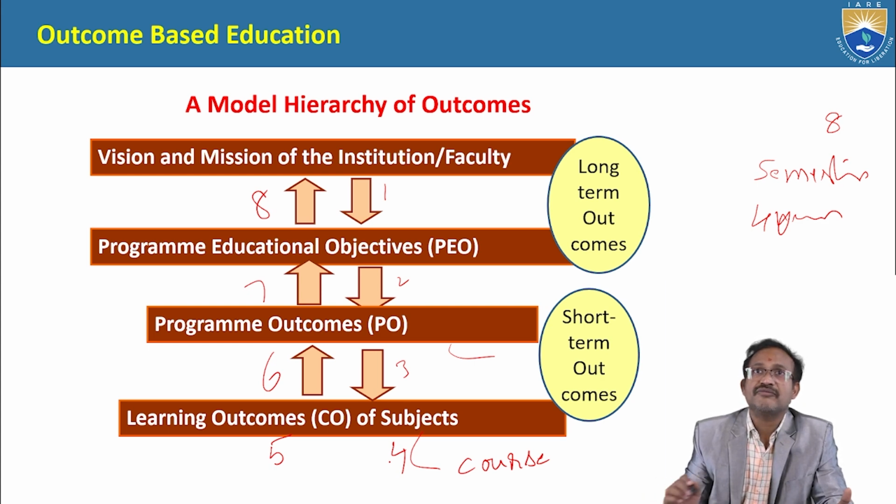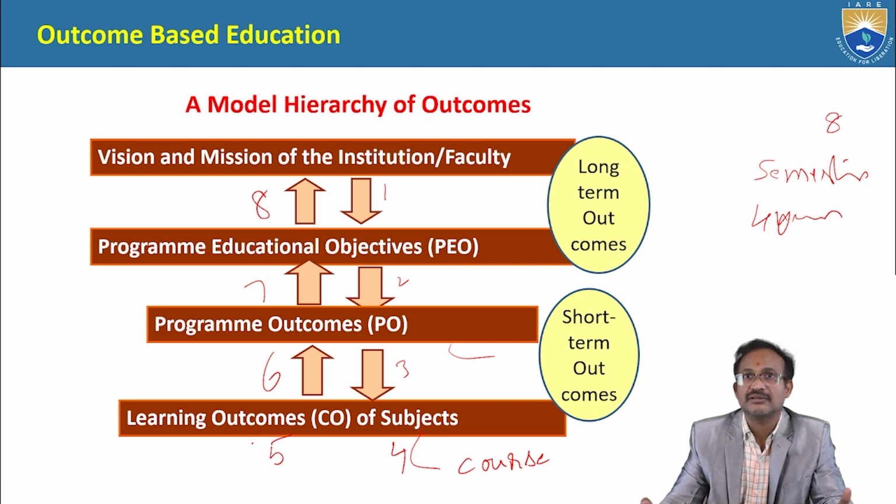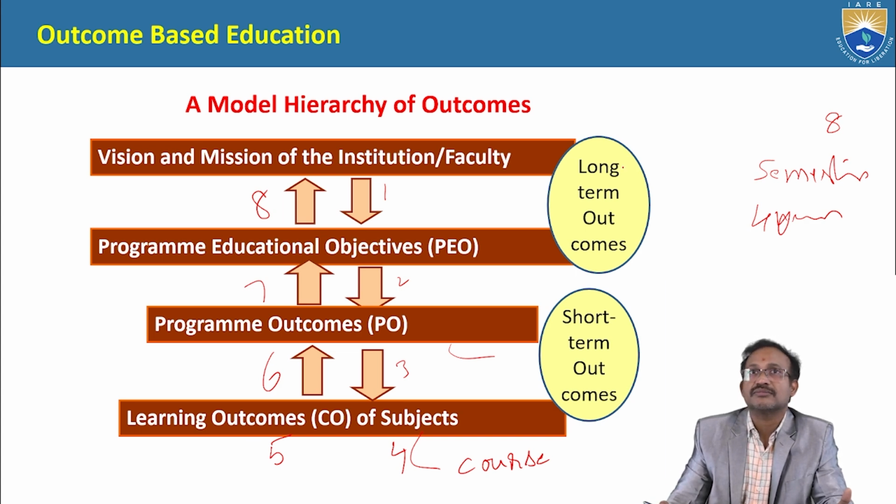But immediately after completion of the program, the student cannot achieve the program educational objectives, okay. So program educational objectives are that after 3 to 4 years of engineering graduation, how the student is able to sustain in industry or in any profession, okay. So program educational objectives are measured after the 3 to 4 years of engineering education or graduation, okay. So these are long term outcomes, okay.